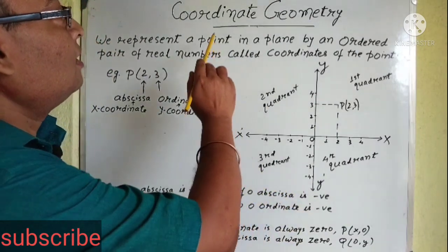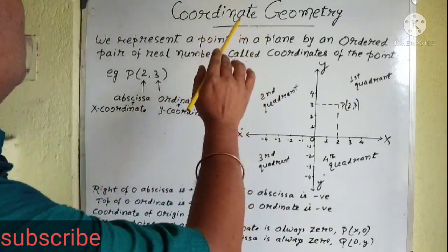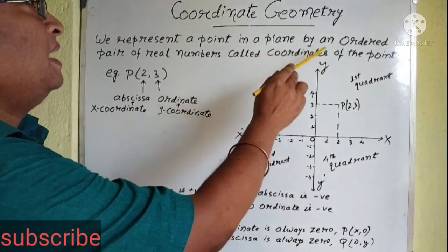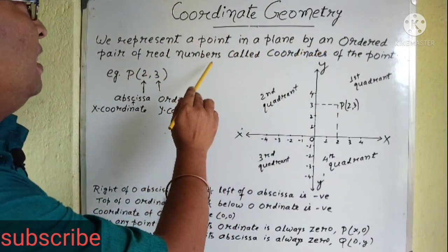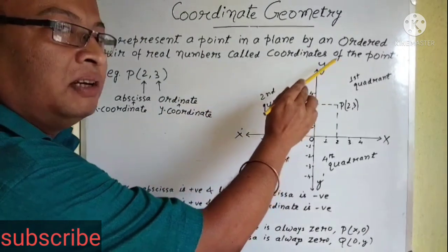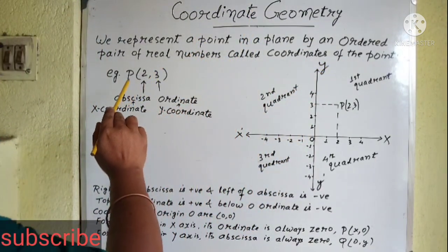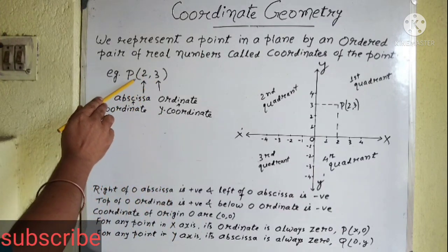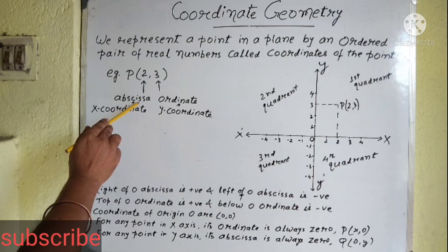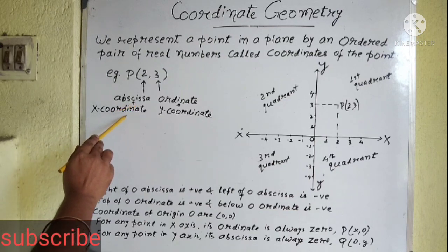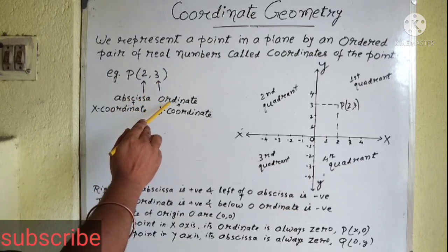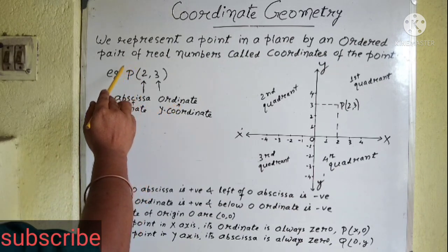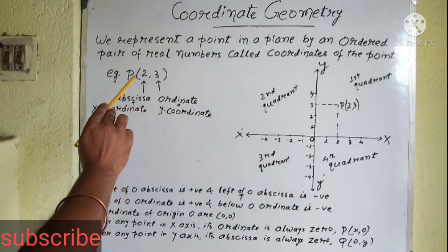Today we are going to start coordinate geometry. Now in coordinate geometry, we represent a point in a plane by an ordered pair of real numbers called coordinates of the point. For example, P(2, 3), here your 2 is called abscissa or your x coordinate and 3 is called ordinate or y coordinate. Now we will plot this point in graph.